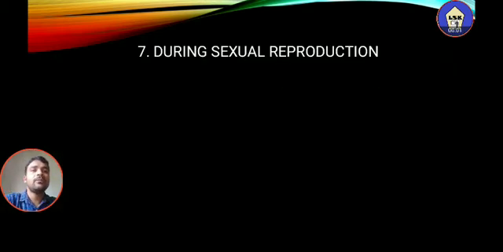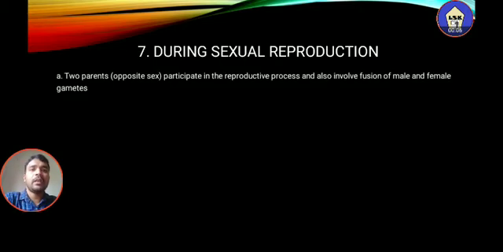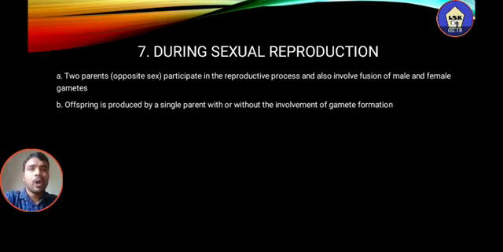Now the question number 7. During sexual reproduction, option A, two parents of opposite sex participate in the reproductive process and also involve fusion of male and female gametes. I think this may be the right answer. Let us see other options also. Option B, offspring is produced by single parent with or without the involvement of gamete formation. Actually, this is a statement given in the textbook and it represents the asexual mode of reproduction. During asexual reproduction, there is no involvement of gametes, agametogenesis.